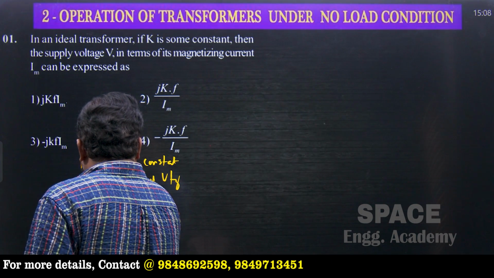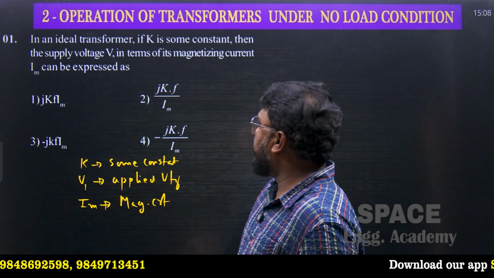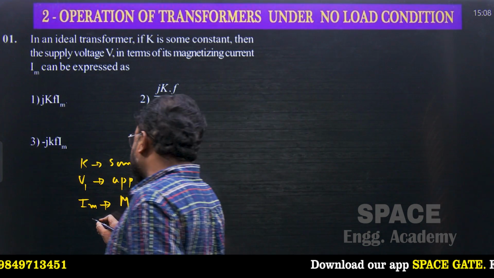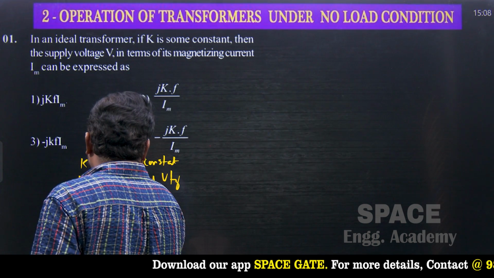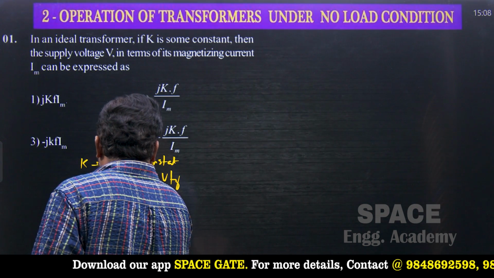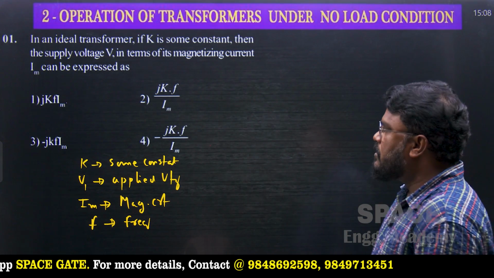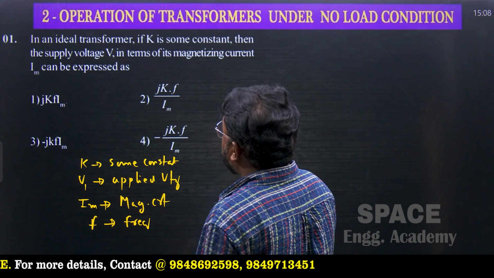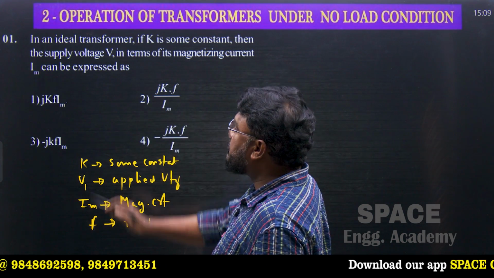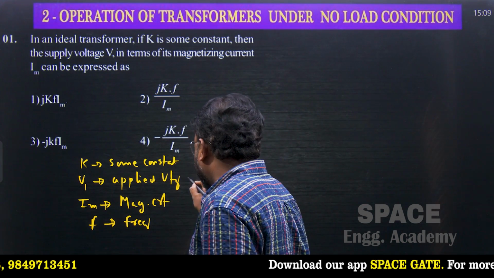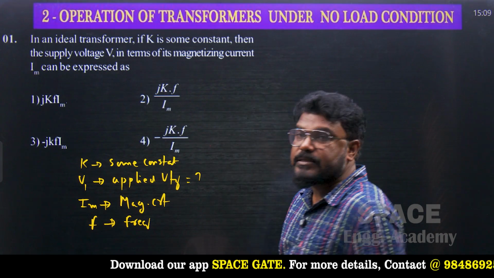So Im is the magnetizing current of the transformer, and the next one, f, is the frequency, the supply frequency of the transformer. This was given in the question, and we have to find the applied voltage V in terms of K, the frequency, and the magnetizing current.